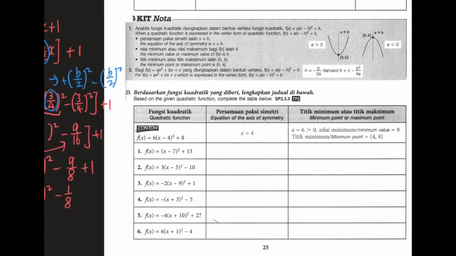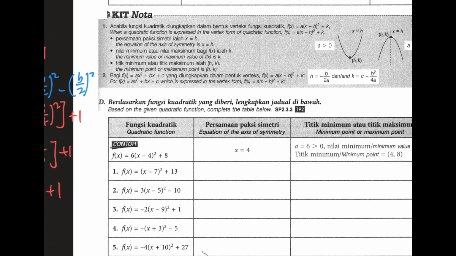Okay, now part B, number 2. For f(x) equal to ax squared plus bx plus c, which is expressed in the vertex form. So you want to express it in vertex form, right? So you have to do completing the square. You can also memorize the formula. See? h equal to minus b over 2a. k equal to c minus b squared over 4a. You can memorize, then you can get the h and k straight away. So if you can memorize, then just go ahead.